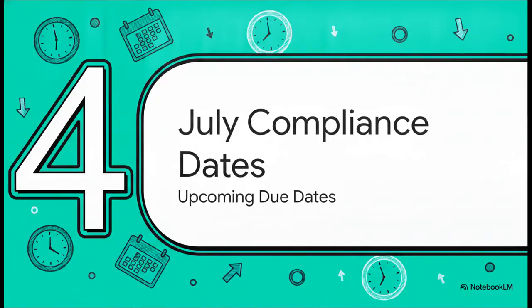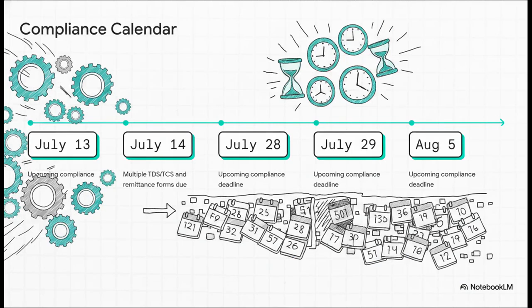Next up, Section 4. Upcoming July compliance deadlines. So, while we're all busy stressing about structural changes coming in 2026, the day-to-day machinery of tax collection hasn't stopped for a second. The portal's tax calendar is flashing with a rapid cluster of due dates coming up super fast in July and early August. We are looking at a really dense concentration of filing requirements hitting back-to-back over just a 3-week stretch.